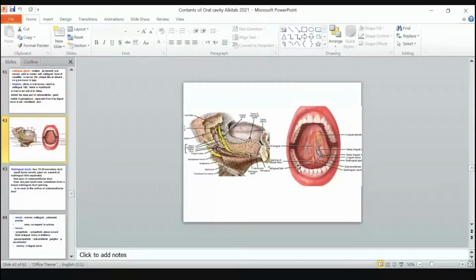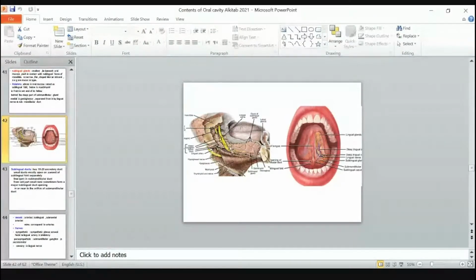Inferiorly it is related to the sublingual fossa of the mandible, and rests over the mylohyoid muscle, covered superiorly by the mucous membrane of the oral cavity. This is the sublingual salivary gland.